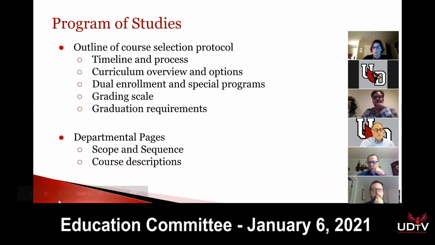The second portion of the document is departmental pages. Here you'll find visual descriptions, a scope and sequence of what a student can take beginning in 9th grade and then progressing throughout their 4 years, as well as individual course descriptions for each and every course that we have available at Upper Dublin High School. Next slide, please.